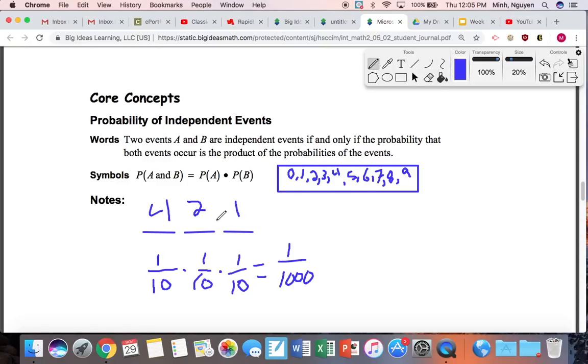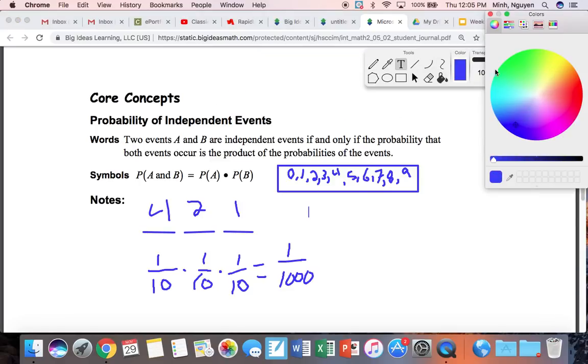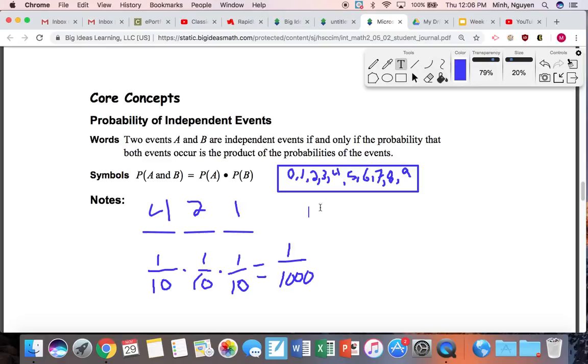Let's say instead of 421, it could be 444. If it was 4, my probability is 1 out of 10. The second 4 is also 1 out of 10, and the third 4 is also 1 out of 10. This one is if I can repeat numbers. All the numbers are still in there, so they're independent events, because if I pick a 4 the first time around, that doesn't impact anything. The next number could be a 4, or something besides a 4. So this is independent events, and I multiply the probabilities together.